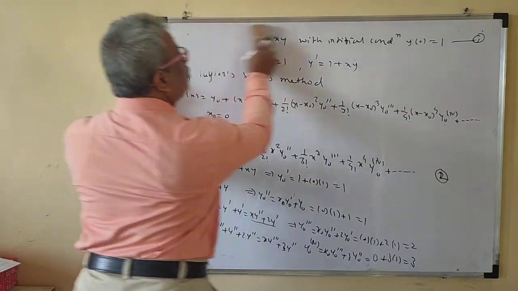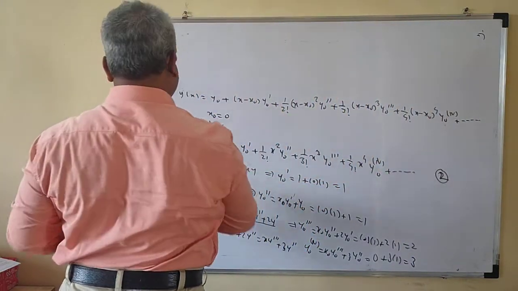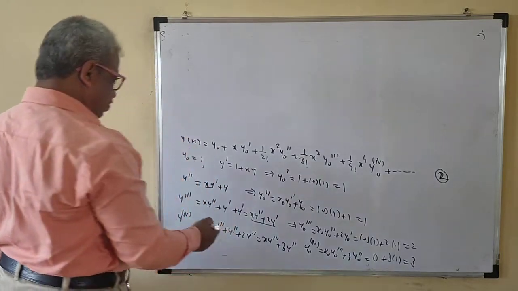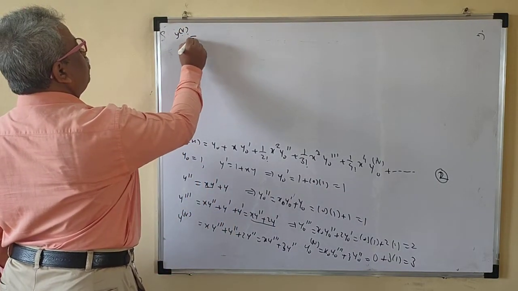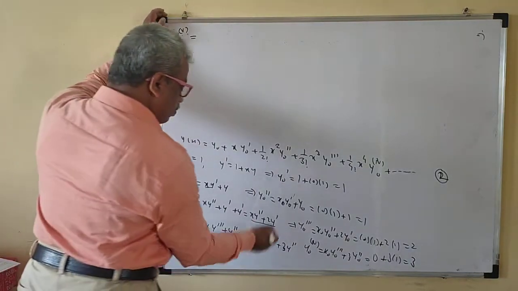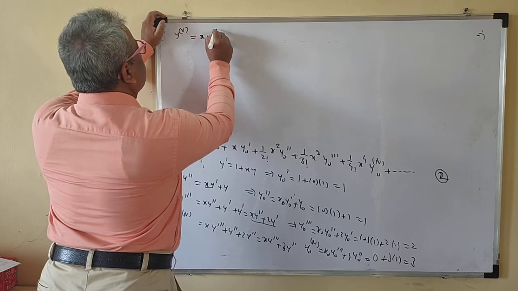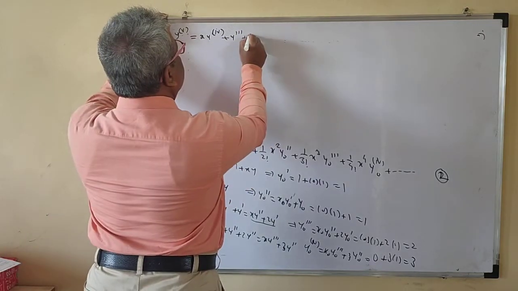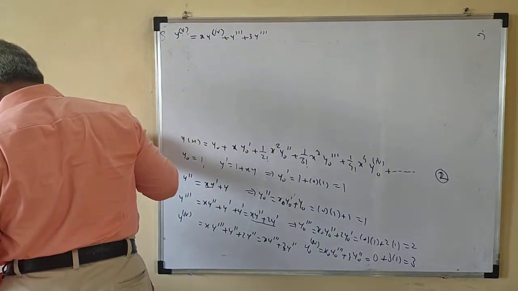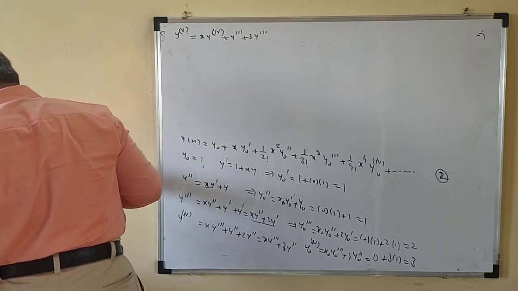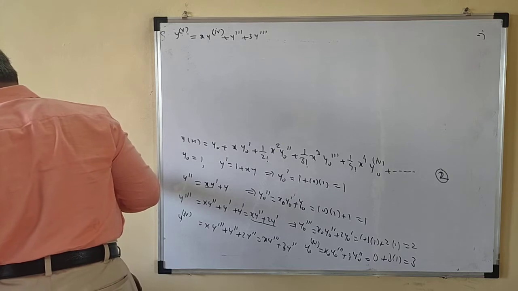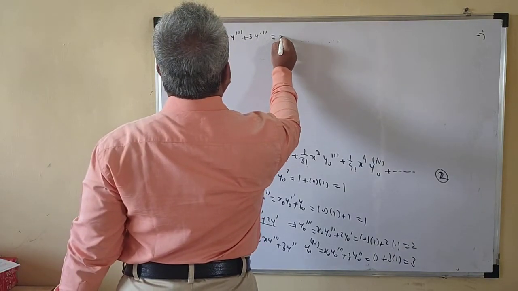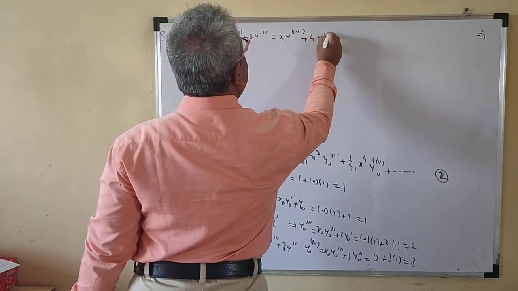So we'll find the fourth derivative also, and the fifth derivative also, for our knowledge. So now this is x y fourth derivative plus y third derivative plus 3 y third derivative. So this is equal to x y fourth derivative plus 4 y third derivative.